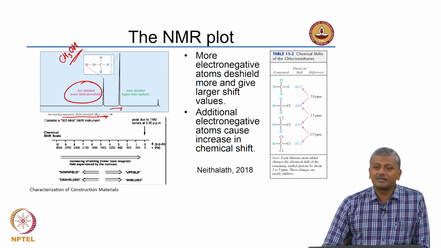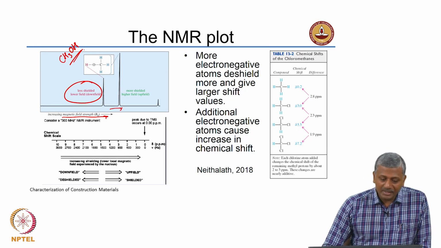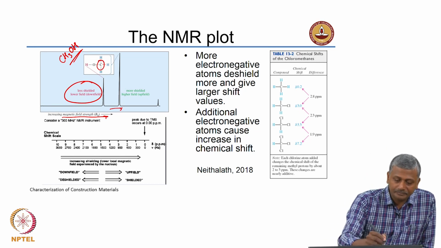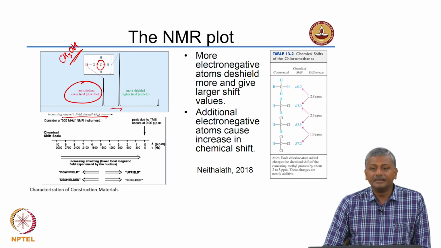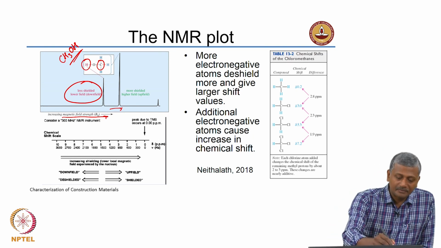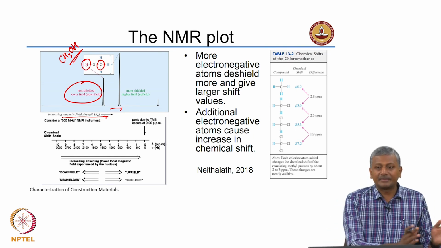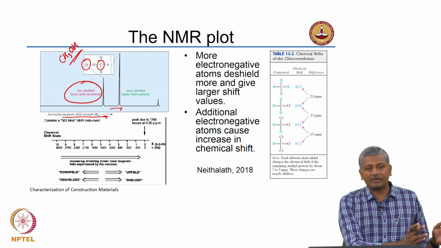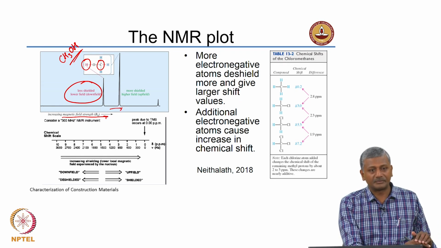So this is CH3OH or methanol, and you can see here that the carbon is better shielded in this case because there are several hydrogen atoms around it. In this case your hydrogen is exposed and not really getting shielded very well.